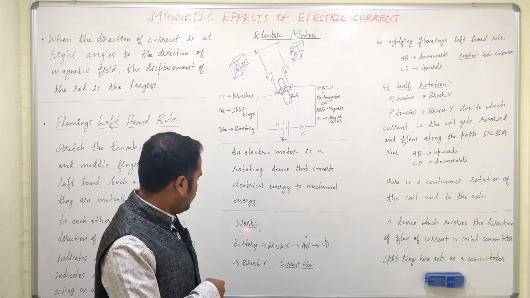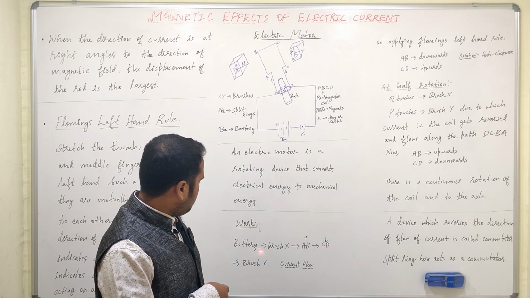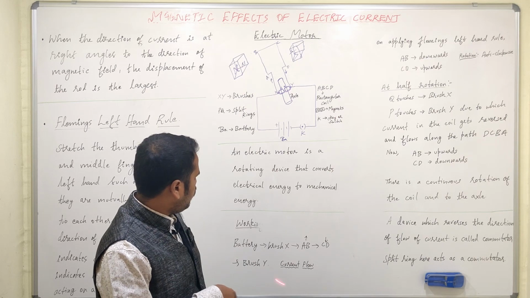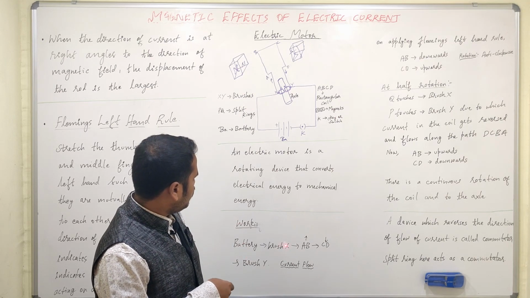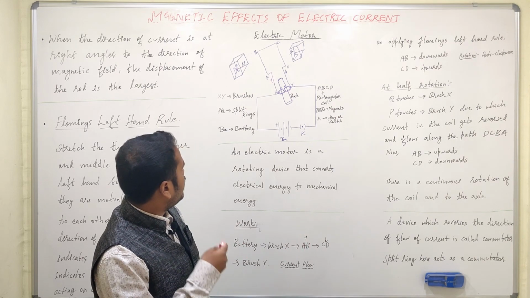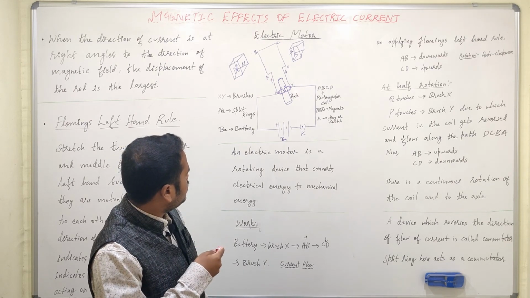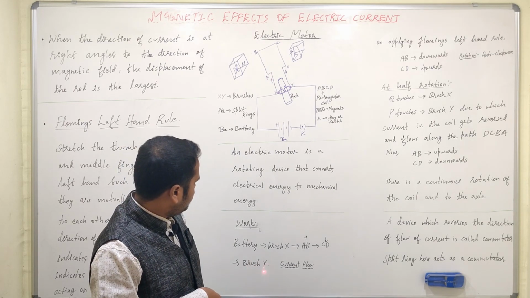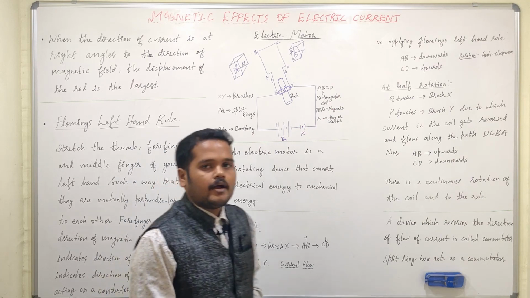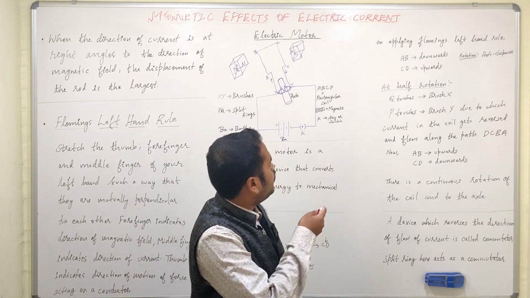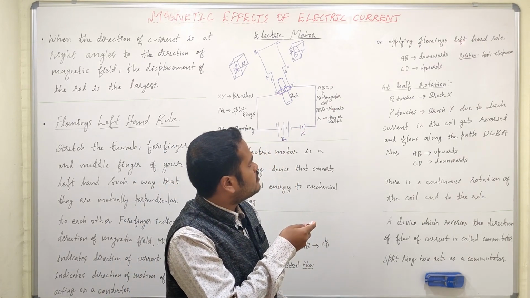Working. Battery. So the current flows from battery to brush X to AB, it goes through AB like this, comes down CD to the brush Y, and again comes back to the key and to the battery. So this is current flow. On applying Fleming's left hand rule.